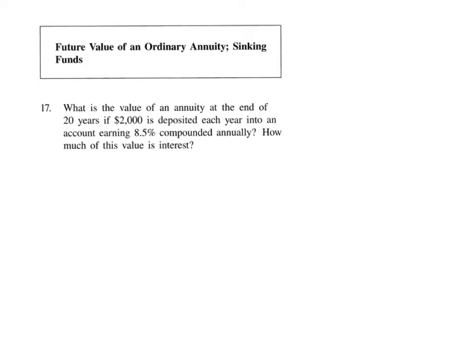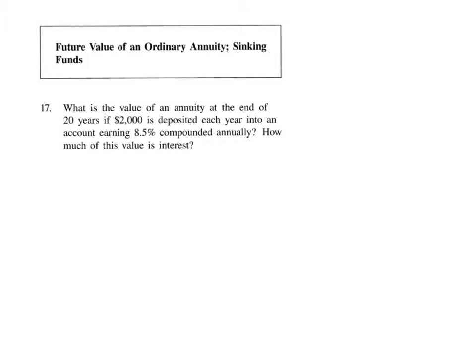In this video, we're going to talk about what's called an annuity. An annuity is when you make payments into a particular account to reach a certain goal. There are two types of annuities. There's what's called an ordinary annuity. In an ordinary annuity, we're going to make our payments at the end of each term.